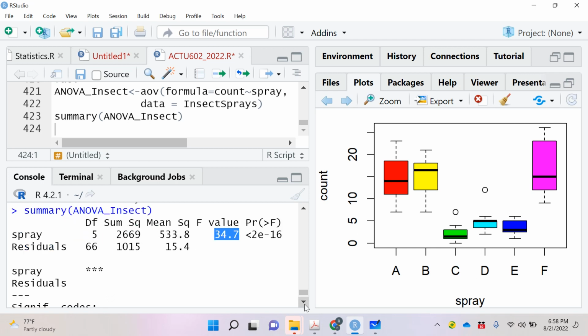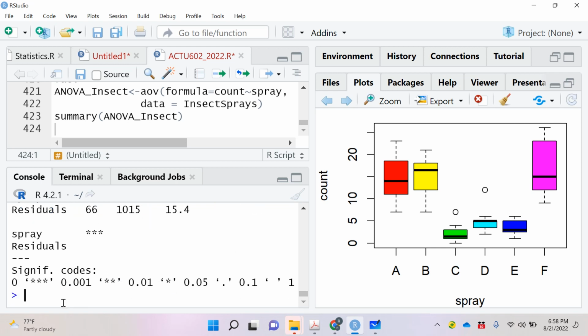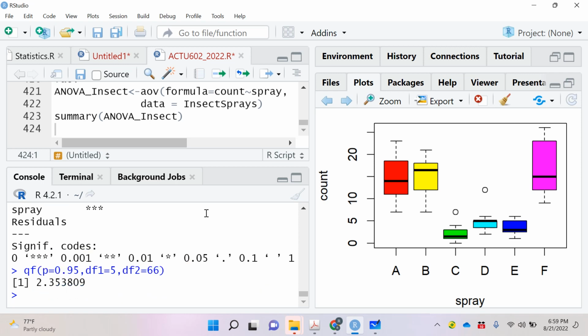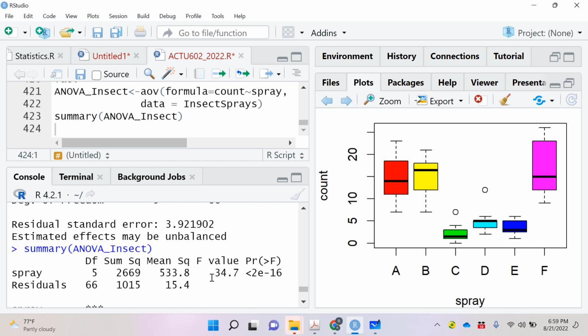If we want, we can also compute the critical F value for the degrees of freedom. So that will be qf, right? I have p as 0.95. Then I have df1 to be 5. What about df2? It's 66. So that is 2.35. Look at the F value. The F value is 34. It's greater than what we read from the table. So you reject the null hypothesis. So whichever one you use, you get the same answer.